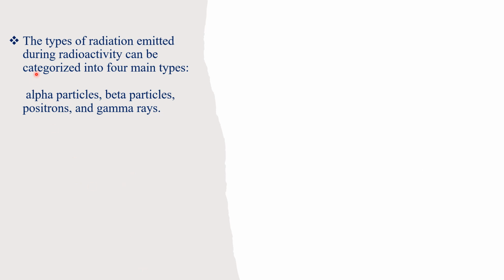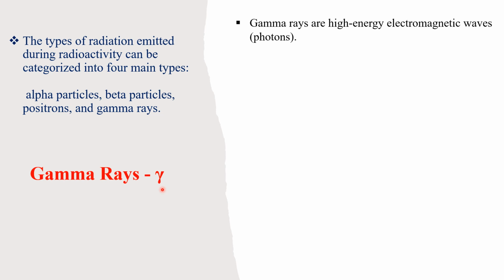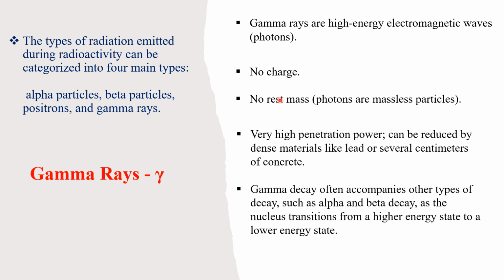The next type of radiation emitted by an unstable nucleus is gamma rays. The gamma ray symbol is the Greek letter gamma. Gamma rays are electromagnetic radiation composed of photons. They have no charge, no mass. Gamma rays have high penetration power because of this radiation behavior, and can be reduced by dense materials like lead or several centimeters of concrete.